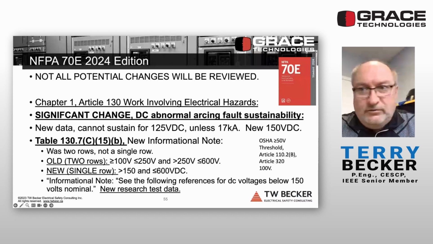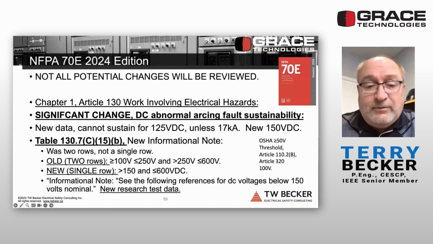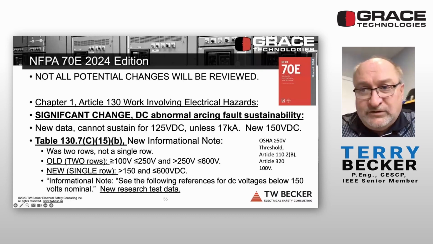So without this background information, you're not going to realize sort of what's transpired. In 70E, if you look at it, it also changed the rows from 2 rows to a single row, right, greater than 150 volts and less than or equal to 600 volts DC. That table only applies to 600 volt DC. So for large solar farms, you can't use this table because you exceed the maximum voltage limit, but the lower threshold to sustain an abnormal arcing fault was changed to 150 volts DC.